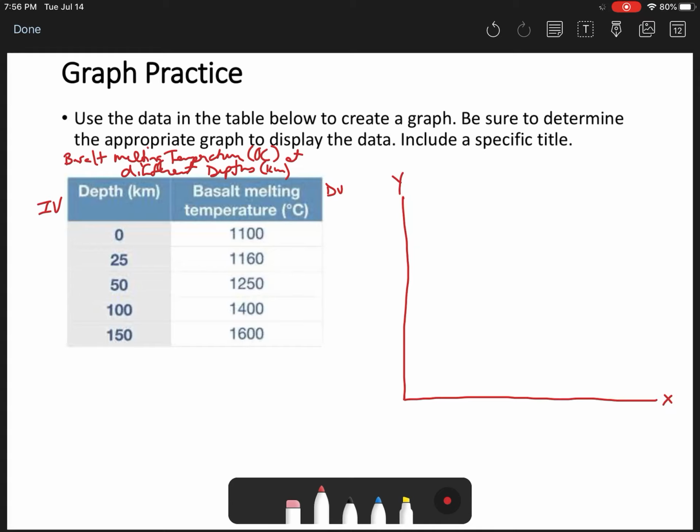And so, again, your independent variable always goes on the x-axis, excuse me, sorry, remember DRY MIX. And so the x-axis is where the independent variable goes. And so you can see here, if we start at zero here, we can go by 25, 50, 75, 100, 125, 150, we can go that way.